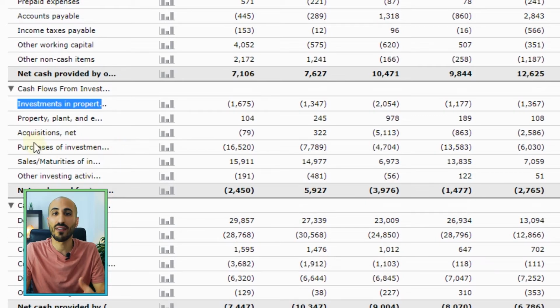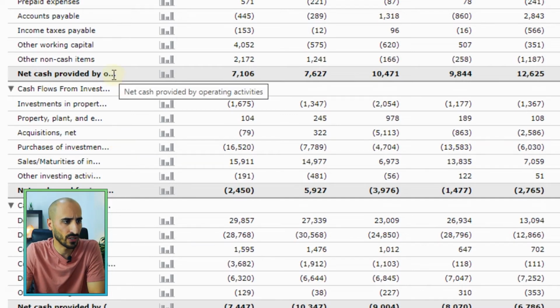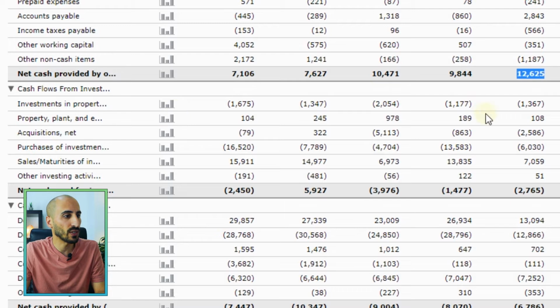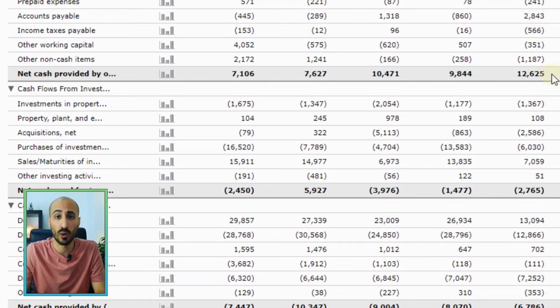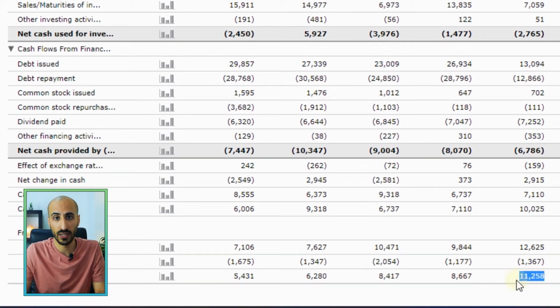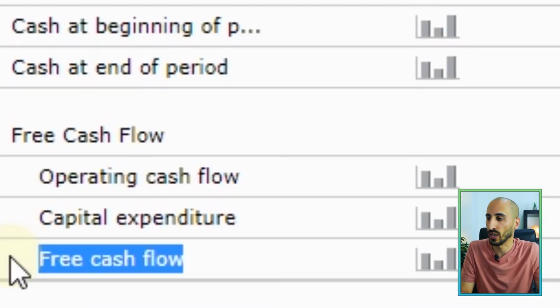Now, we don't need to go over every item of the cash flow from investing operation because the capital expenditures is the most important. But right now I can already show you how Morningstar calculates the free cash flow, because they do it based on the operating cash flow, which is the result of the first section here. And for Coca-Cola in 2001 was 12,625, and the capital expenditure, which in 2001 was 1,367. So if you subtract 1,367 from 12,625, you obtain 11,258 or $11 billion. So this was the free cash flow of Coca-Cola generated in 2021.